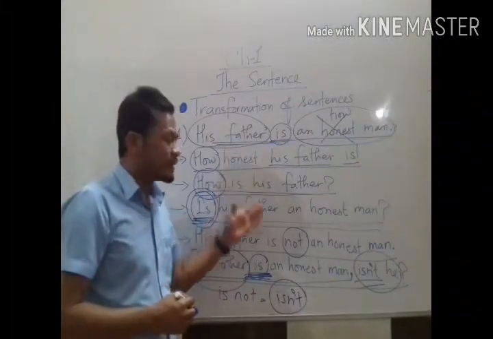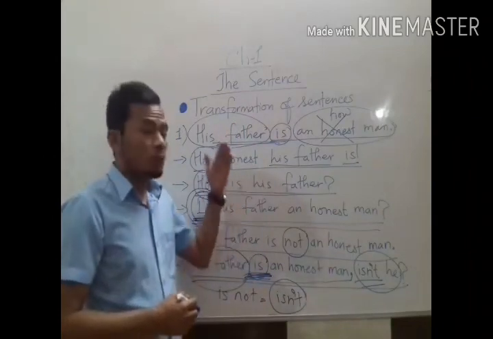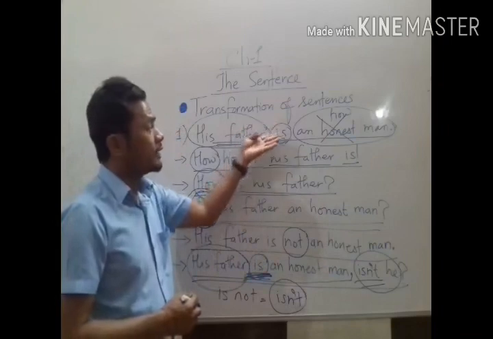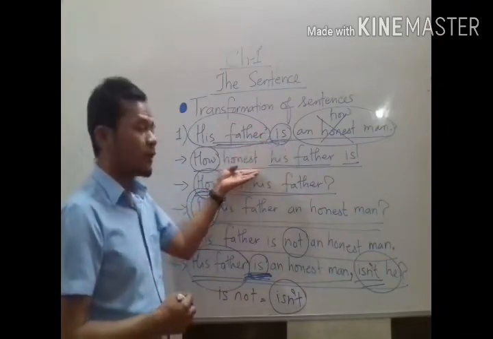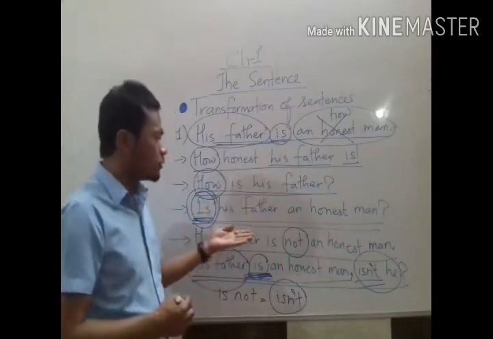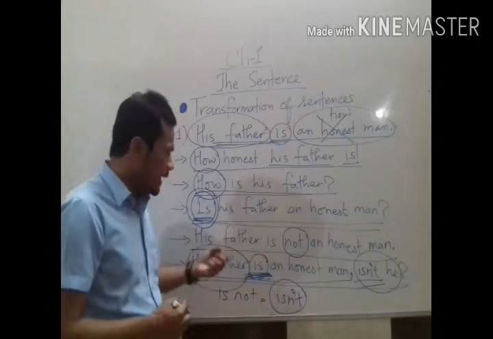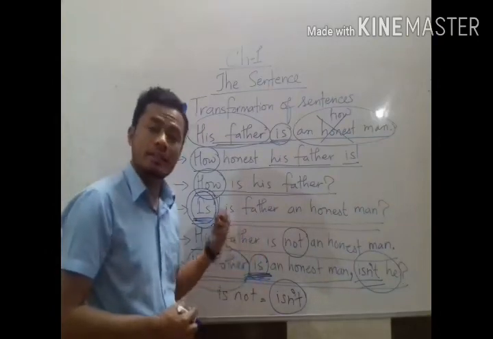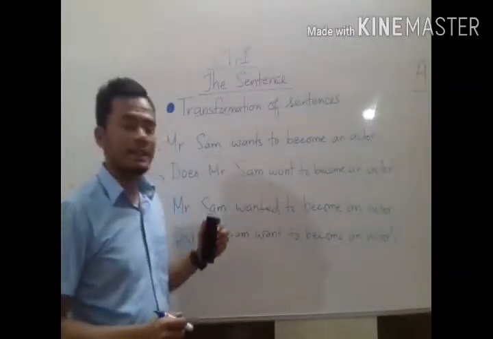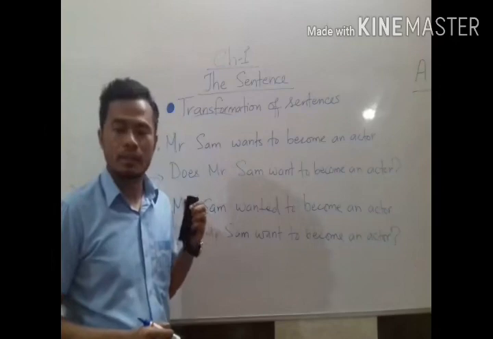So here in these examples, in these sentences, I have transformed one single sentence into so many other kinds of sentences, like positive assertive sentences into WH questions, into exclamatory sentences, into verbal questions, into negative sentences, and again into tag questions. In some cases, we need to be very careful, because if the sentences are in simple present tense or simple past tense, we don't see any helping verb there.